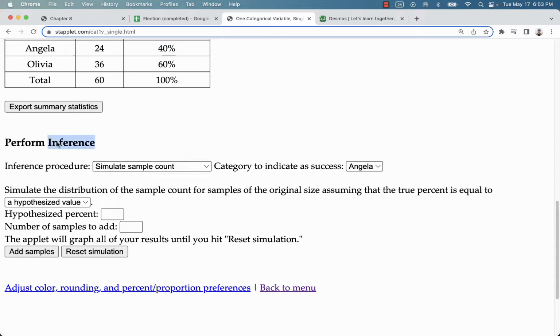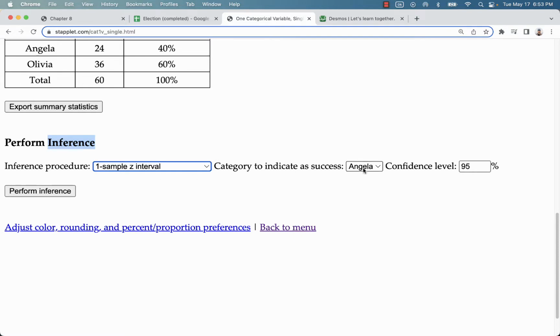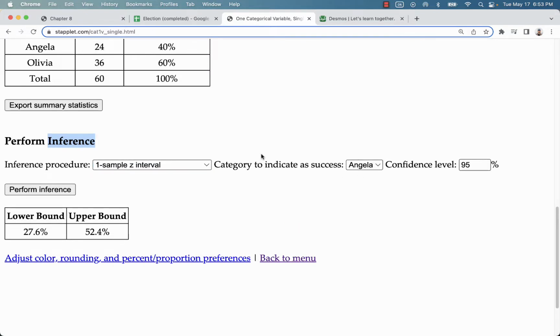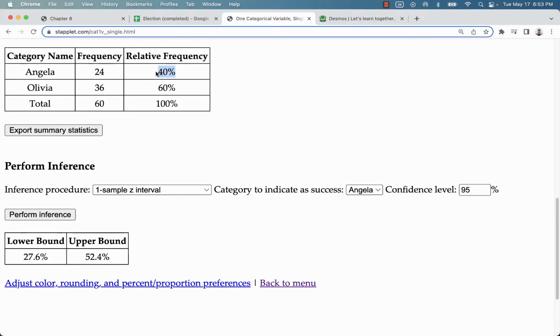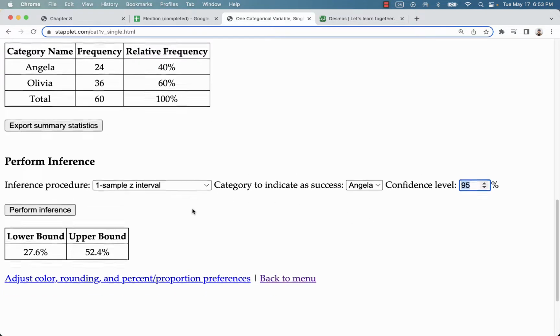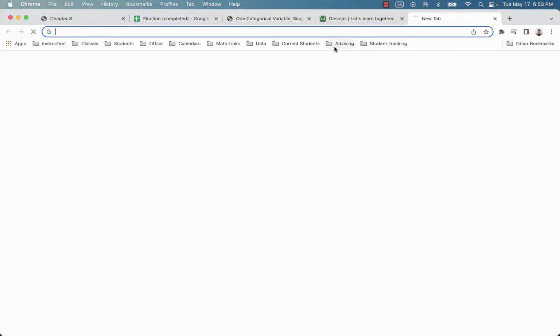And so we want to do inference on this sample. We're going to take a look at one sample Z interval and focus on Angela. Like I said, she was the winner of the election, and I'll just start with a 95% confidence level. So what we're doing is we're drawing a sampling distribution around this 40% using the information of the sample to construct a theoretical distribution. We're keeping the middle 95% of outcomes, and if we wanted to know a critical value Z for that, we would have to go over to a normal distribution.